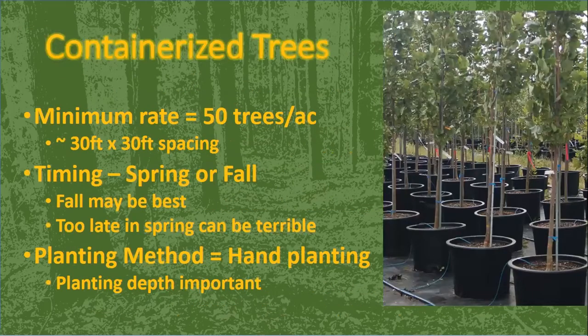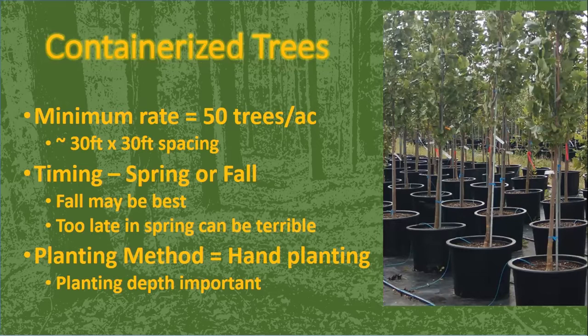Now let's talk about containerized trees. Again, I'm talking about plants that are anywhere from 1 to probably up to 5 gallon size, and they come in that container. Our minimum rate is typically going to be about 50 trees per acre. And remember, for seedlings, that was 436 trees per acre. So we're planting quite a bit fewer trees per acre in this case, and we're spacing them out more. About 30 by 30 foot spacing is what you need for about 50 trees per acre.